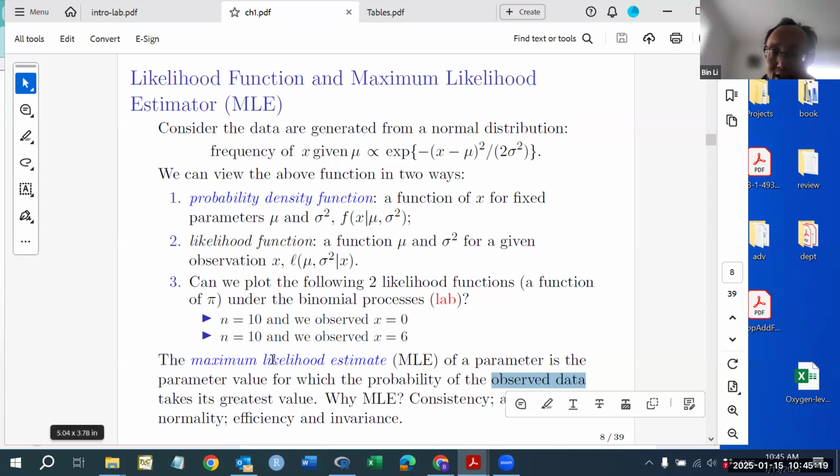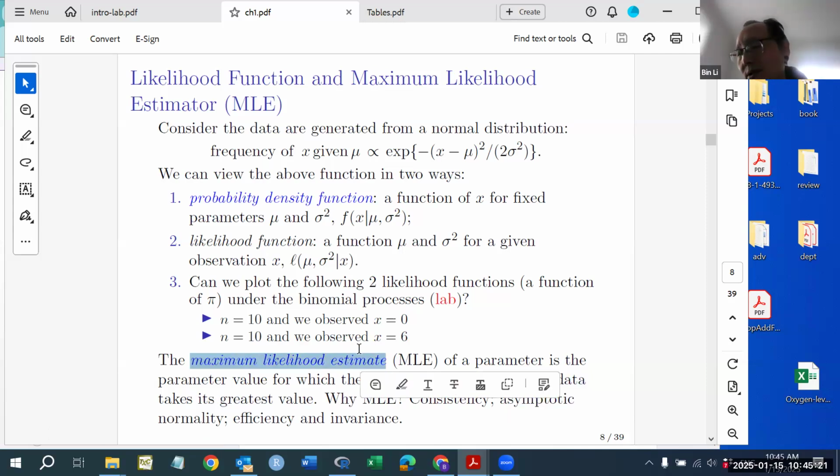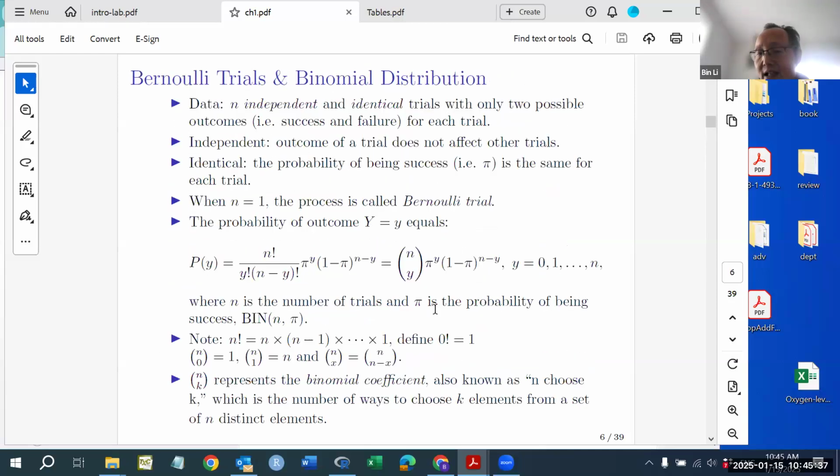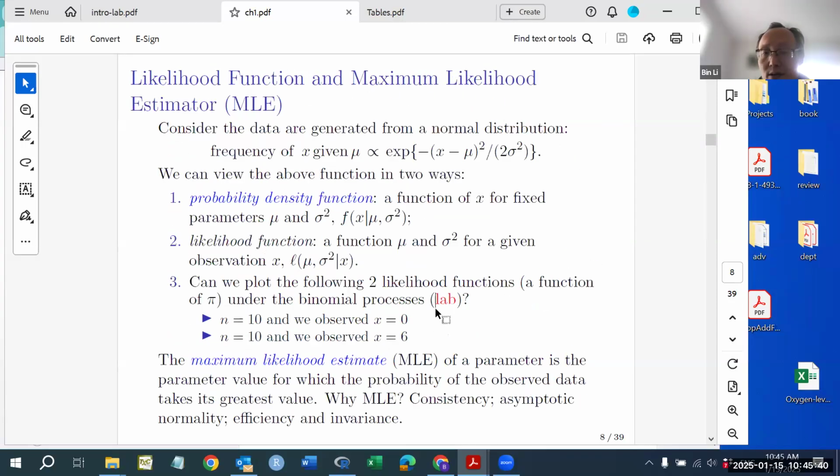Okay, so that is a very popular estimate in statistics. And you may ask why we use MLE a lot in statistics. That is because MLE has lots of nice properties. The first one is consistency.